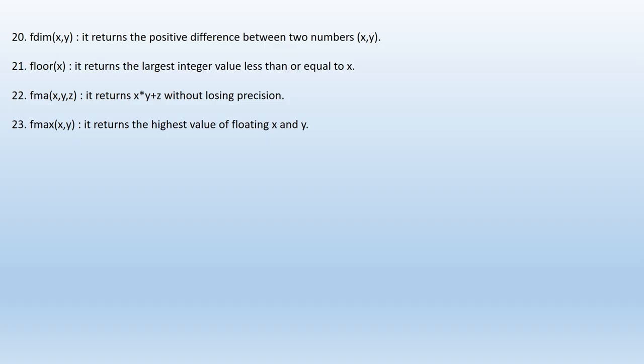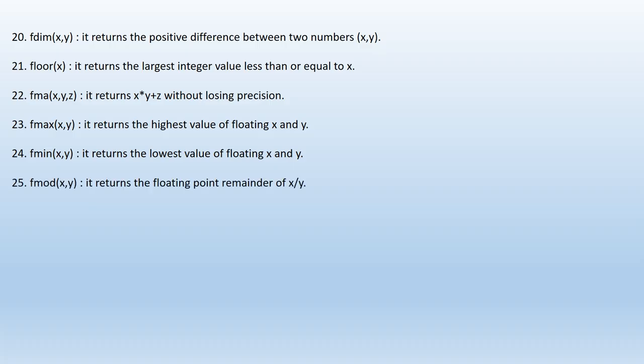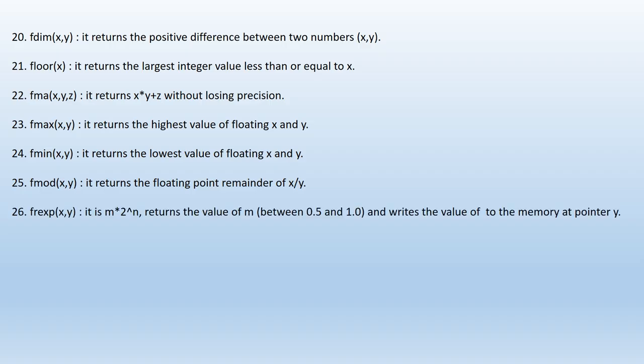The maximum value function. It returns the highest value of floating x and y. The minimum value function. It returns the lowest value of floating x and y. The fmod function. It returns the floating point remainder of x and y. The breakdown floating point function. It breaks a floating point number x into a normalized fraction mantissa m and an integer exponent n base 2.